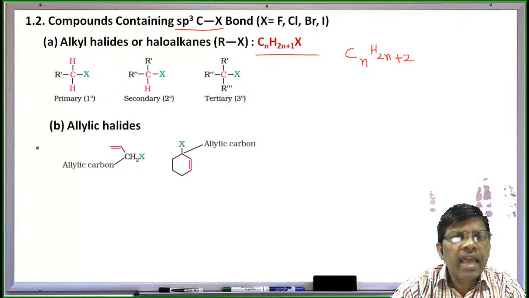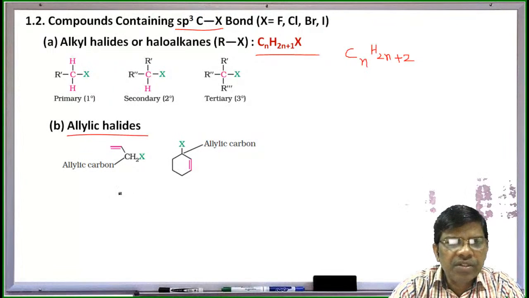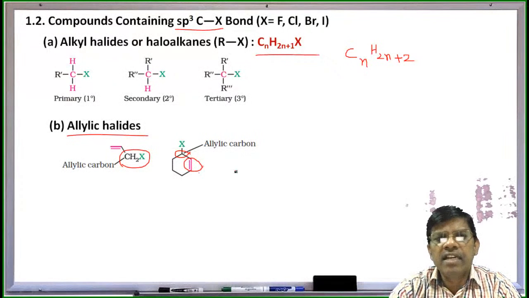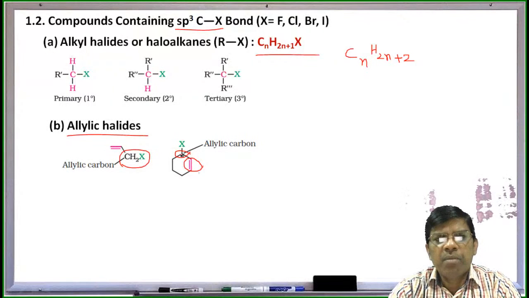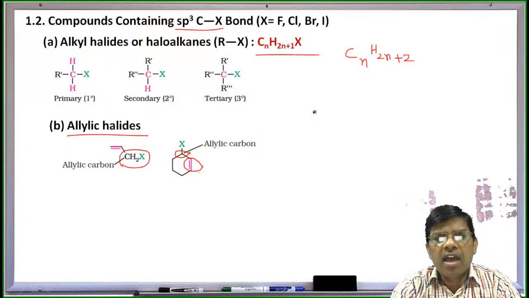And allylic halides, this is a very important concept, students. Here the carbon bearing the double bond is sp2 hybridized, but the adjacent carbon, which is alpha beta unsaturated, is known as the allylic carbon. If this allylic carbon contains a halide, then it is named an allyl halide, though it has an sp3 hybridized carbon.